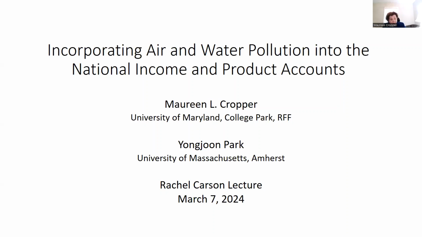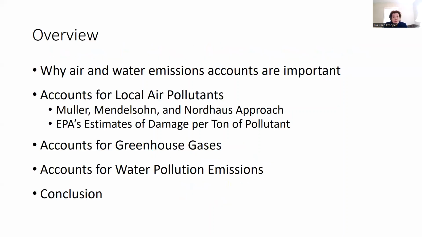What Yongjun Park and I have done is to summarize information on air and water pollution that's currently available from the US EPA, information that could be input into satellite accounts for air and water pollution. I'm going to begin by discussing why I think satellite accounts for air and water emissions are really important. Then I'm going to focus on accounts for local air pollutants like particulate matter, sulfur dioxide, nitrogen oxides. These are pollutants whose effects depend on exactly where geographically they're emitted.